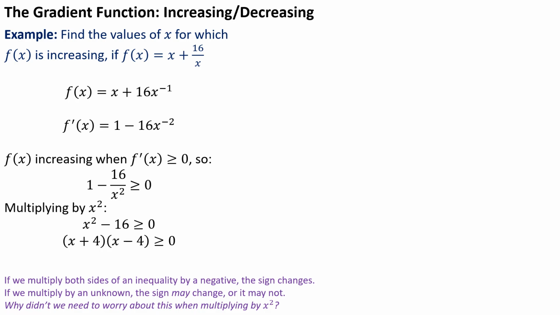In this case, have a think. Why was that not an issue when we chose to multiply by x squared? I'll let you have a think about that to set your mind at rest. We're okay. This does work in this particular case, but have a think about why.